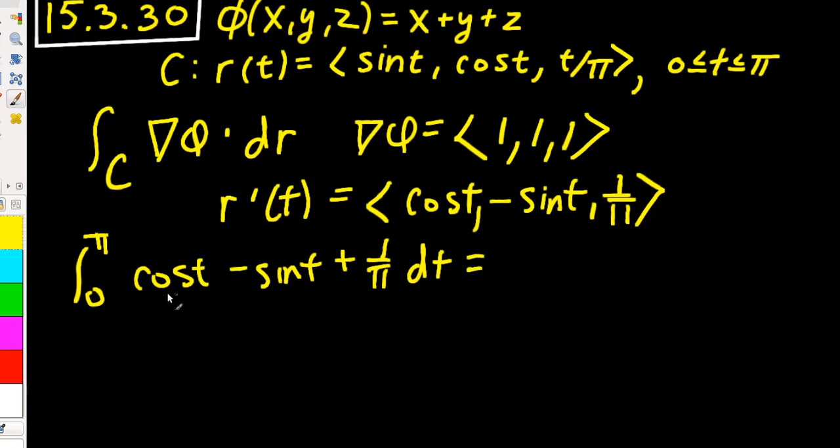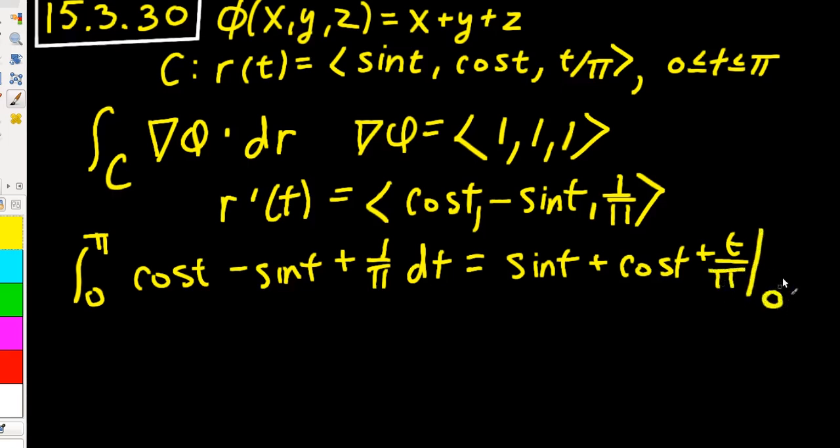Now taking antiderivatives, we end up with sine t plus cosine t plus 1 over pi times t. And this will be evaluated from 0 to pi. So sine of pi is 0 plus negative 1 plus pi over pi is positive 1.